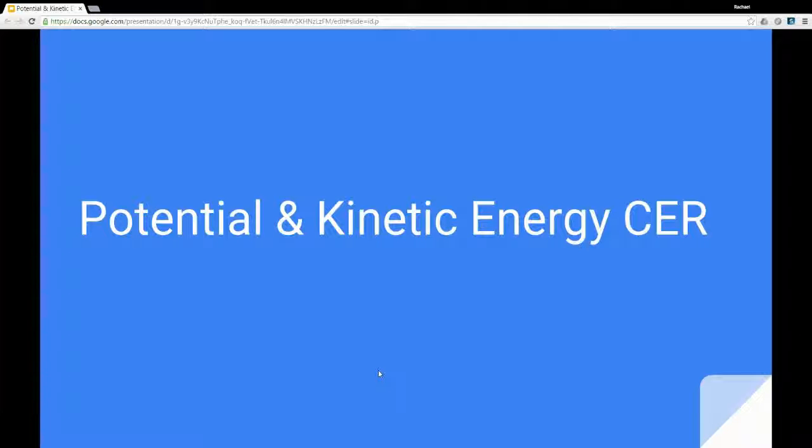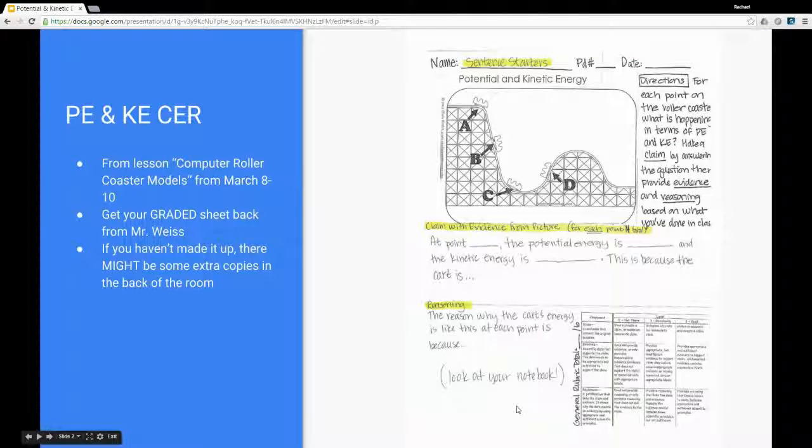So these are the directions for how to correct the potential and kinetic energy claim evidence reasoning assignment. The assignment looks like what you see here on the right-hand side. This is from the lesson called Computer Roller Coaster Models that we did back on March 8th to 10th.